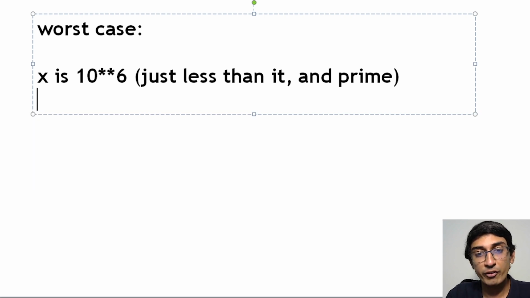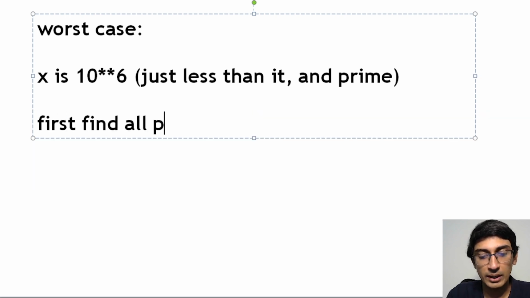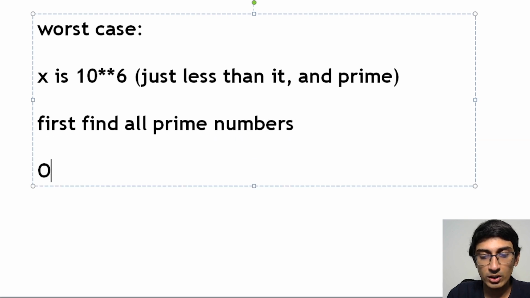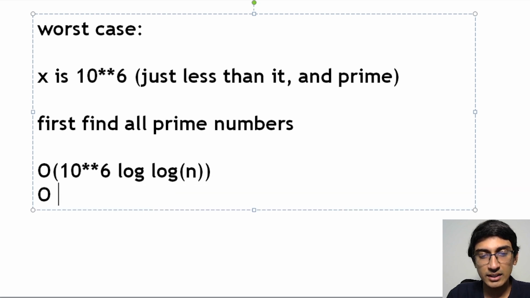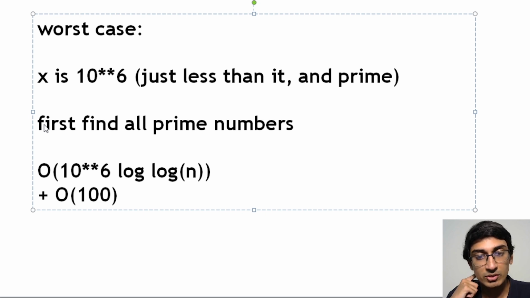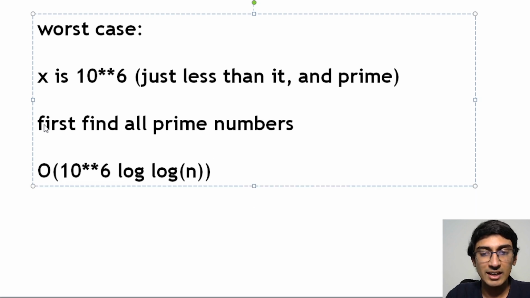Instead, if we first find all prime numbers, this will be order 10 raised to 6 log n. Log n is not too big, so it'll roughly be what we need. And for each test case, this will become plus order 100, because in each test case we're just finding GCD, we're not doing anything else apart from that. So it becomes order n log n plus order t, and t you don't really care much about because t is just 100. So in that case, this is the order you'll get.